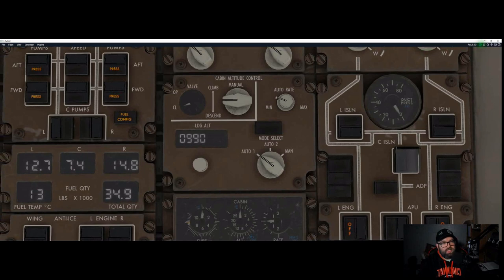Speaking of that, let's check this and see how realistic it is. If I go to here, and if I go to climb. Nah, it doesn't. I thought it might move, but I guess it doesn't.